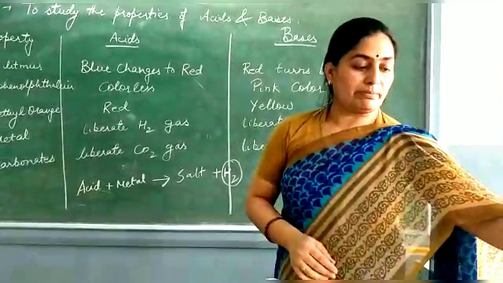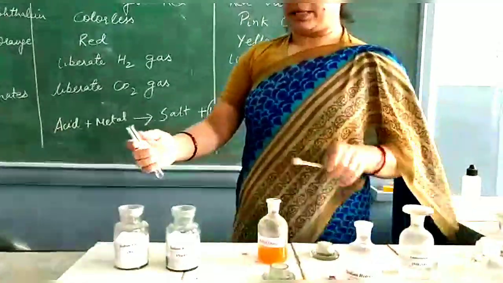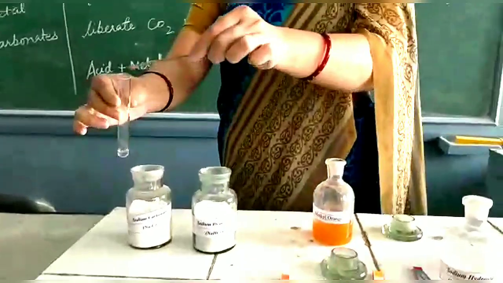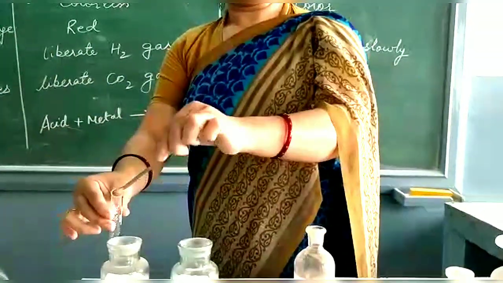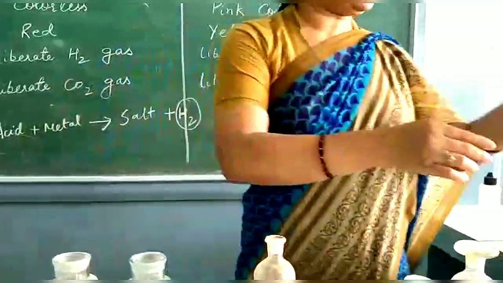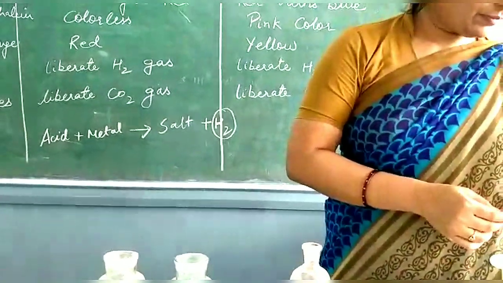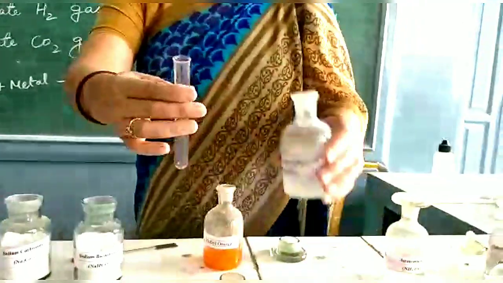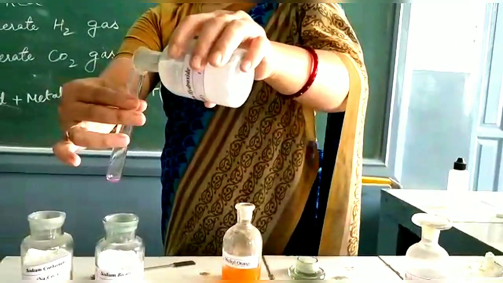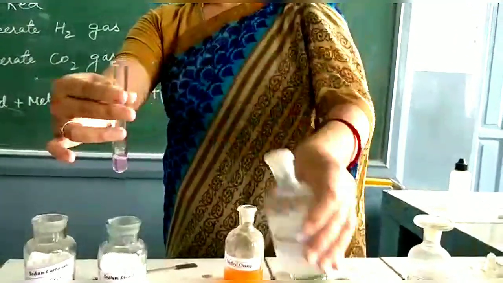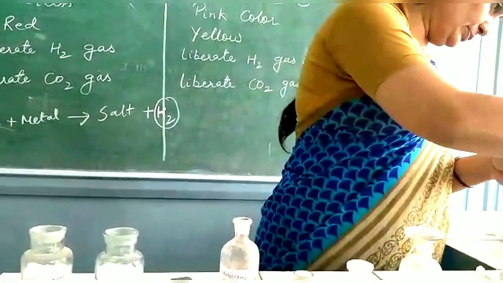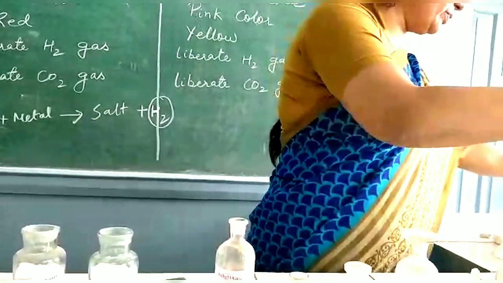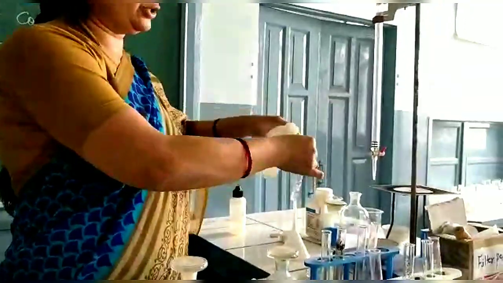Now we'll take some base, and with base I add carbonate. Adding carbonate, sorry, I have taken a wrong test tube. Let me take base. Actually the test tube has not been washed properly. I'll take another clean test tube and wash it with water properly, then I'll show it to you.